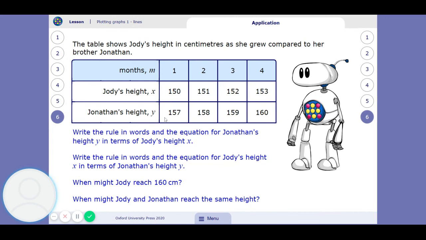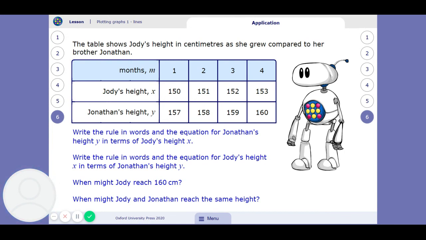We have got to just think about how do we get from x to y? Is it the same all the way? So add 7, add 7, add 7, add 7. So that means it's going to be add 7 centimeters, and the equation is going to be y equals x add 7, because that's what you have to do. You've got to get from this number to this number, you've got to add 7.